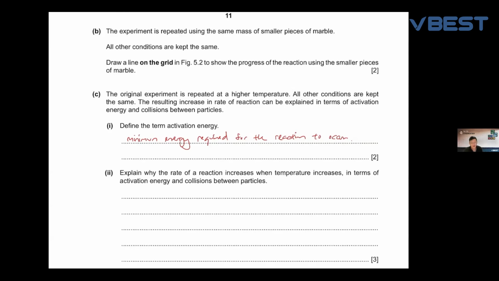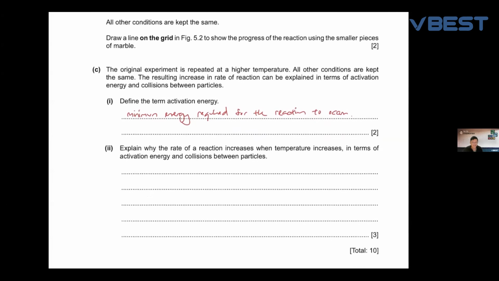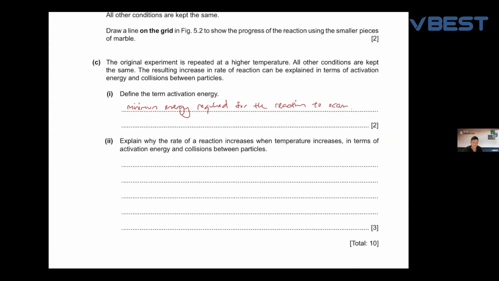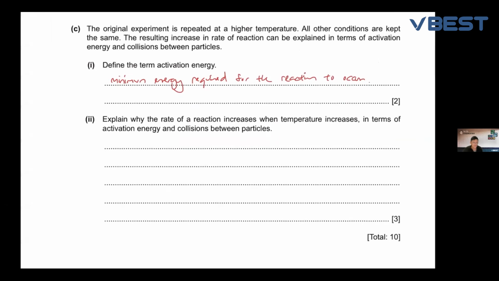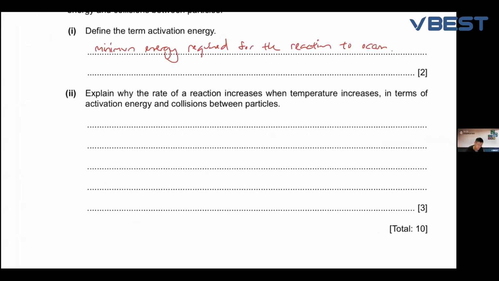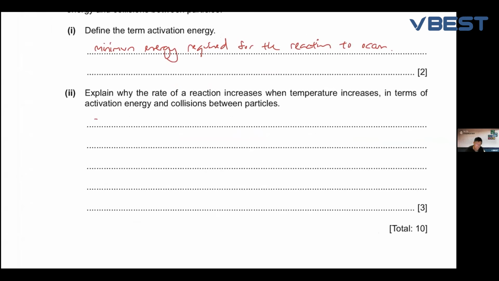Then explain why the rate of reaction increases with temperature increase in terms of activation energy and collision. Almost every year they like to come out with temperature. Why? They always like to ask. So make sure for temperature, you have to know very well, because they always like to come out with it. Maybe in different months they come out differently. Since they already say the rate of reaction increases as temperature increases, you just explain.